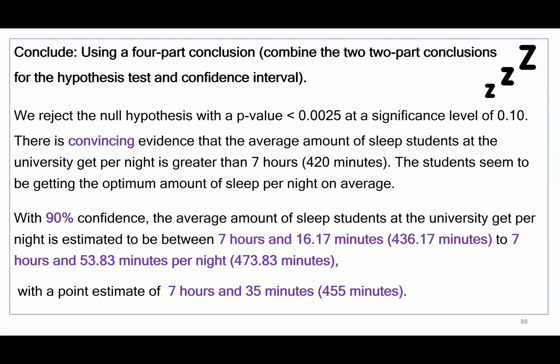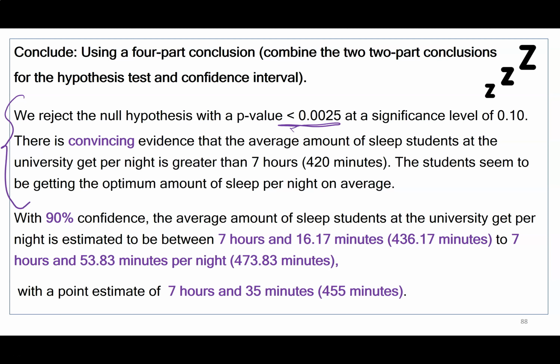Okay, so 4-part conclusion. What this means is give me the 2-part conclusion for the confidence interval, and give me the 2-part conclusion for the hypothesis test. Give me both of them. That's a 4-part conclusion. So here, this is my 2-part for the hypothesis test.